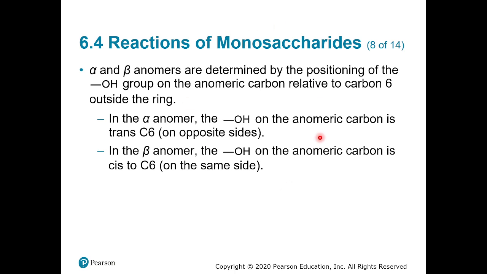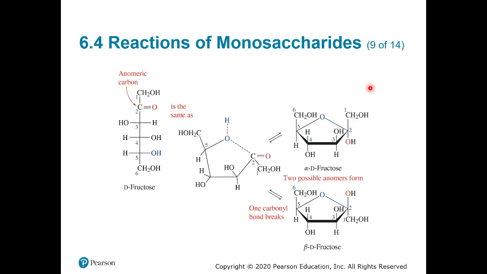So the alpha and beta anomers are going to again be determined by the OH group on the anomeric carbon, and this is going to again be related to that carbon 6. So if it's on the same side as the carbon 6, beta, right? So on opposite sides, alpha. Okay, this is what that looks like.